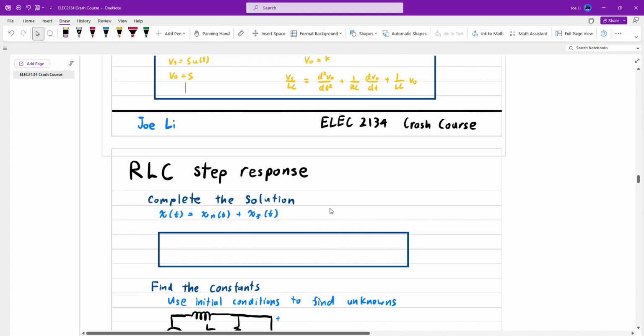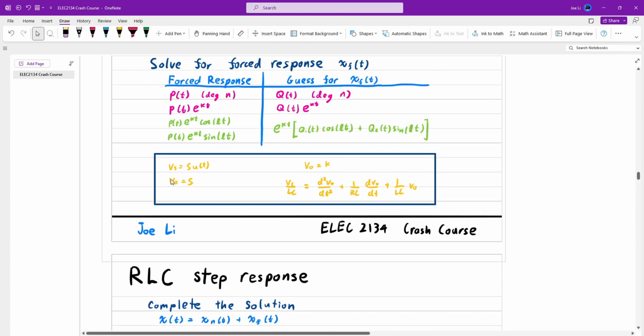Complete the solution. Now we have our natural response, which is here. Sorry, this is the forced response. Let me just put it.